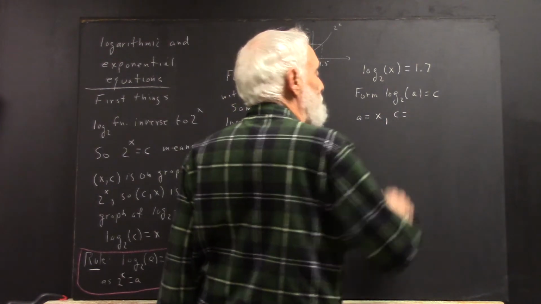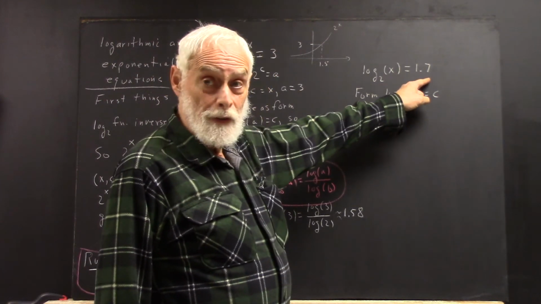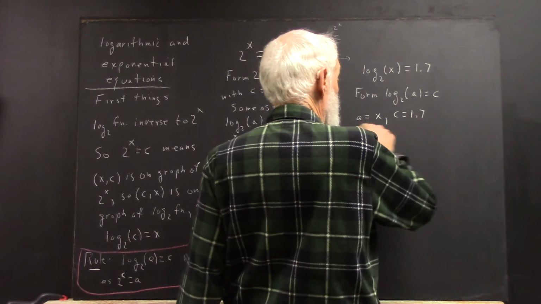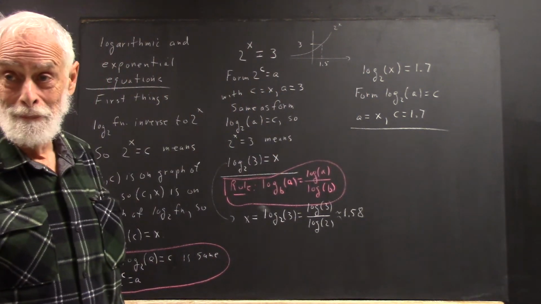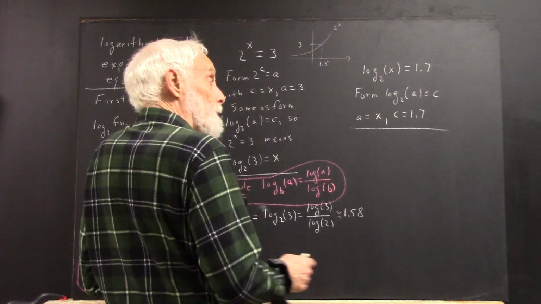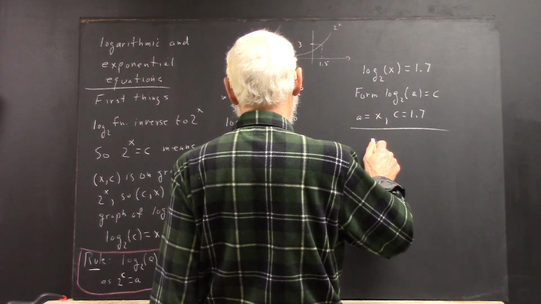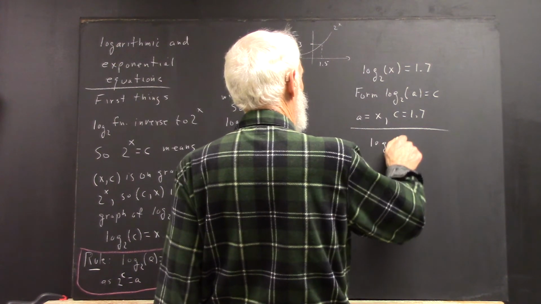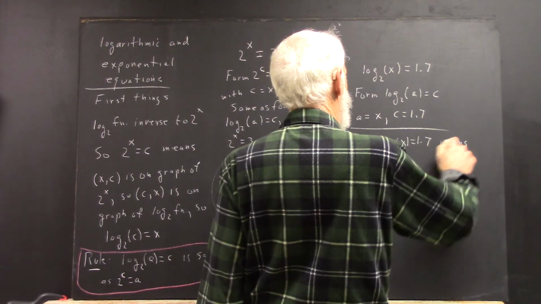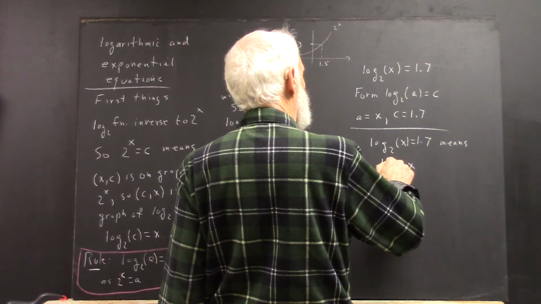And what's C? Well, C's right here on the other side of the equal sign, and 1.7 is on the other side of the equal sign, right? C equals 1.7. I think you knew that. Nobody wanted to say it. I want to be sure. So we have A equals X, C equals 1.7. So we have log base 2 of X equals 1.7 means two to the 1.7 equals X.